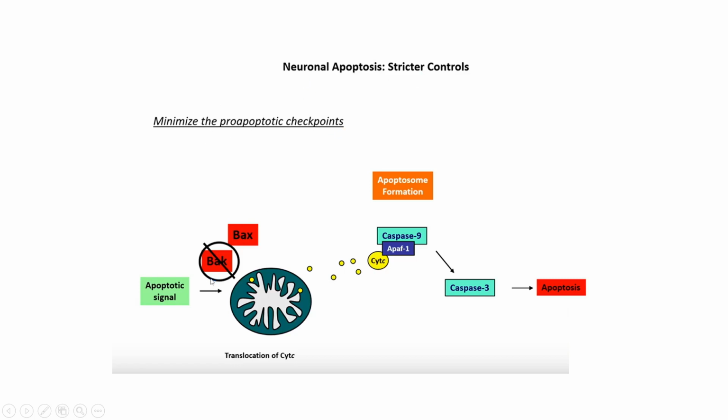Okay, so in neurons, in general, BAX and BAK both are found, but in neurons generally only BAX is found. Okay, not BAK. So in this case, only BAX is there. So even though cytochrome C will be released, it is in very small quantity, because BAX is a weaker activator of cytochrome C release. BAK generally leads to higher release of cytochrome C. So this is another regulation which is found in the neuronal cell to limit the apoptosis.